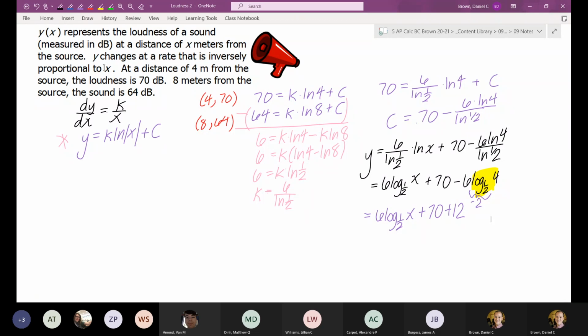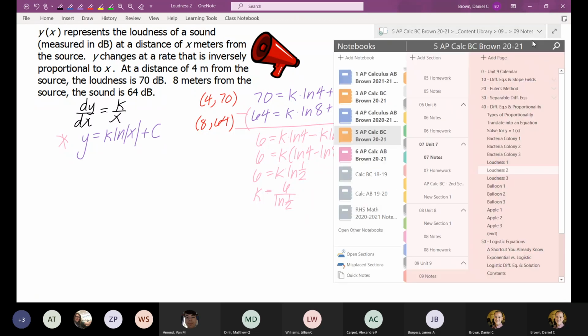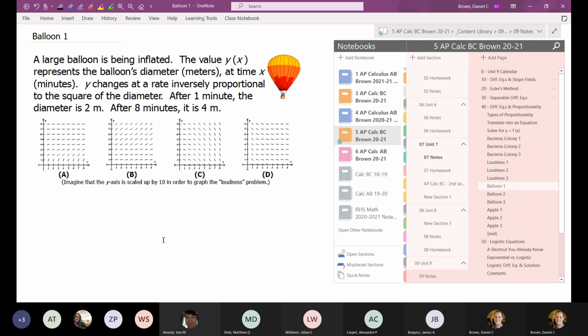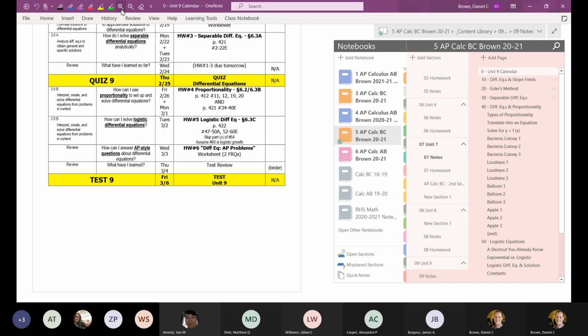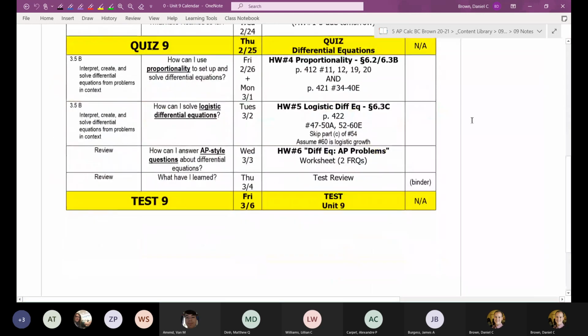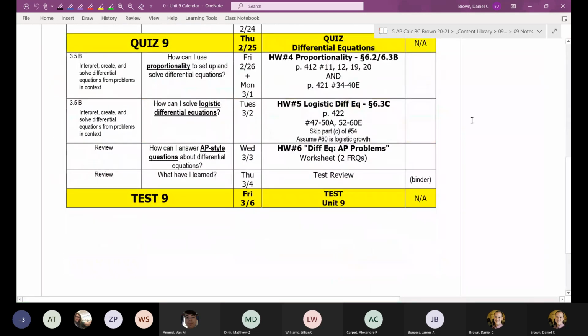Looking at the time, I'm going to stop there. Monday, we'll come together and we'll do the balloon problem and then the apple problem. And then it will basically be a work day for the remainder of the day on Monday. The homework that I want you to do is homework number 4, and it's some random problems in the book. It's 11, 12, 19, 20, and then jump to 34 through 40 evens.